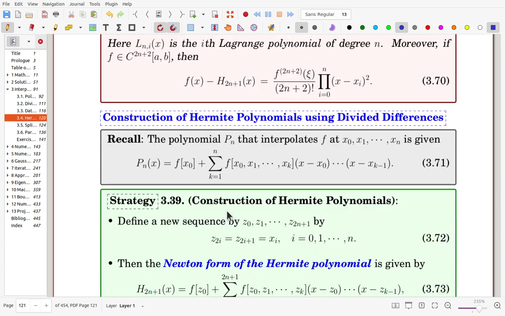In order to construct the Hermite polynomial using divided differences, we recall that the polynomial Pn that interpolates f at n plus 1 distinct points is given in this form. Now this one is C0, the 0th divided difference at x0, and these are basically the diagonal entries of the divided difference table, and that is the Newton form of the interpolating polynomial.